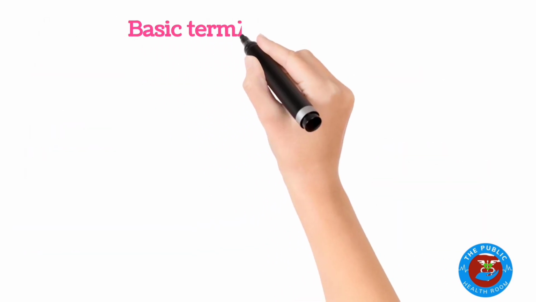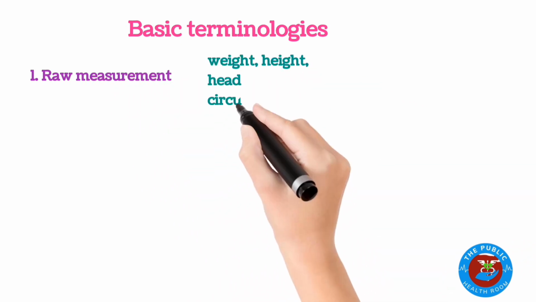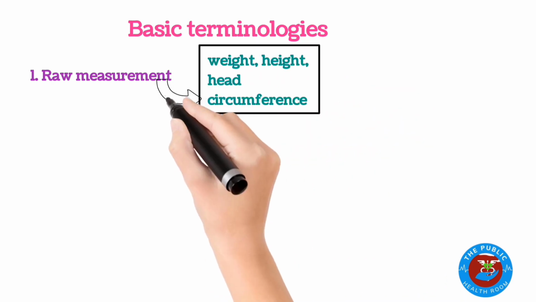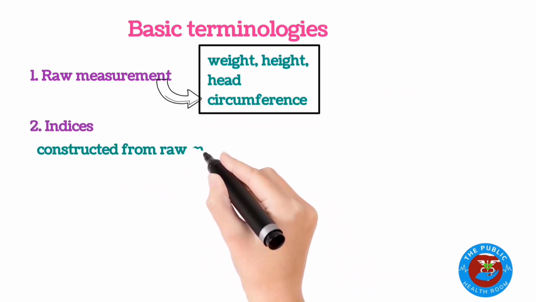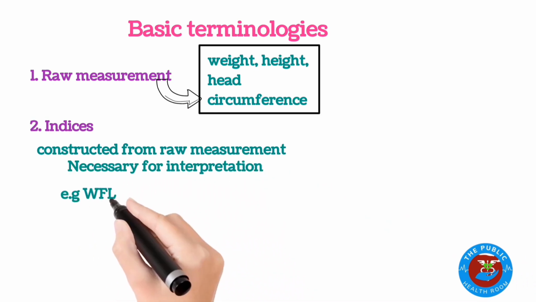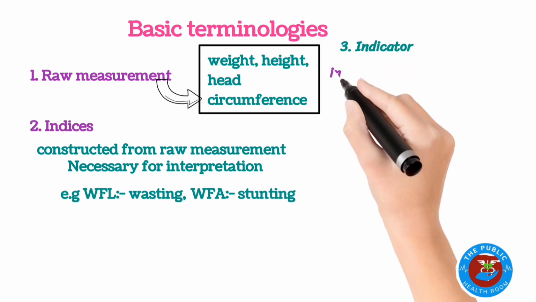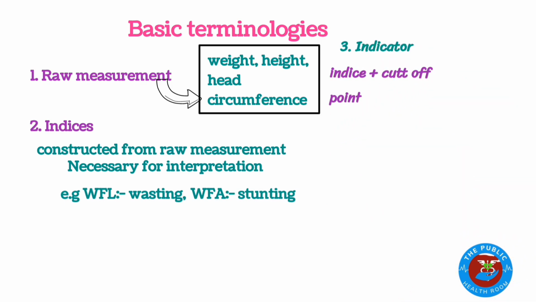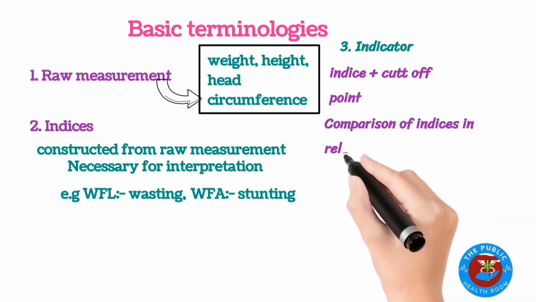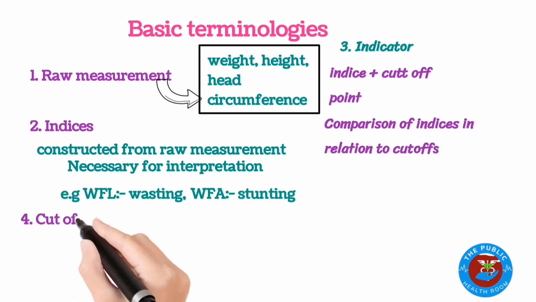The basic terminologies in anthropometry include raw measurement, which includes weight, height, and head circumference. Indices are constructed from raw measurement, which are necessary for interpretation of measurement. It includes weight for length, which reflects wasting, and height for age, reflecting stunting. Indicator is a combination of index and a cutoff point, which is important for comparison of indices in relation to cutoffs.